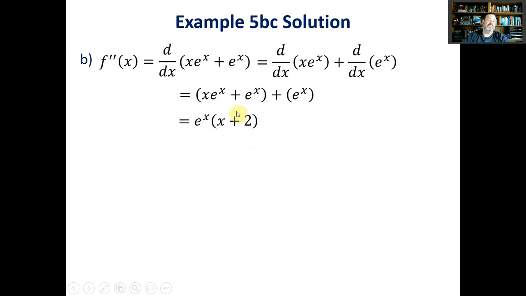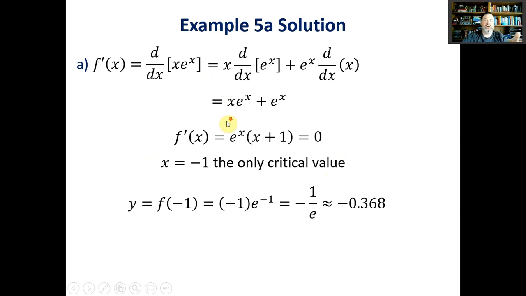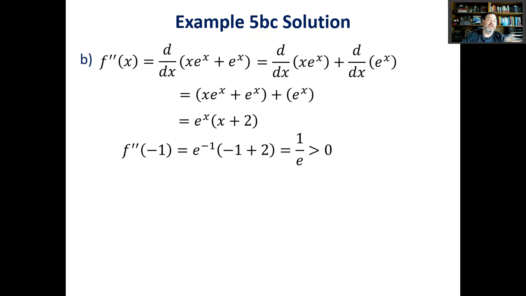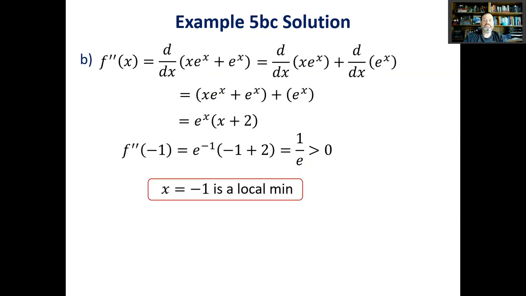Now, I need to show that this value is always positive, right? So I plug my critical value into my second derivative, and I get a positive number. That means the original function, x e to the x, is concave up everywhere. And if it's concave up everywhere, that means the critical point is the local minimum, right? It's concave up everywhere, so it comes down like this. The only place the derivative is 0 has to be a minimum, because it's concave up. So that tells us that this is a local minimum.